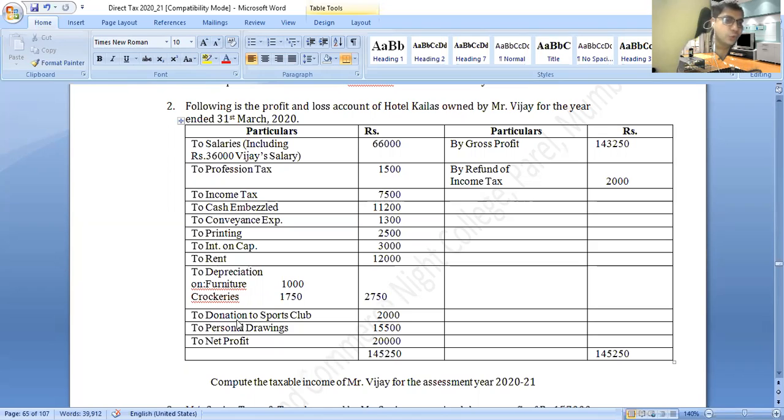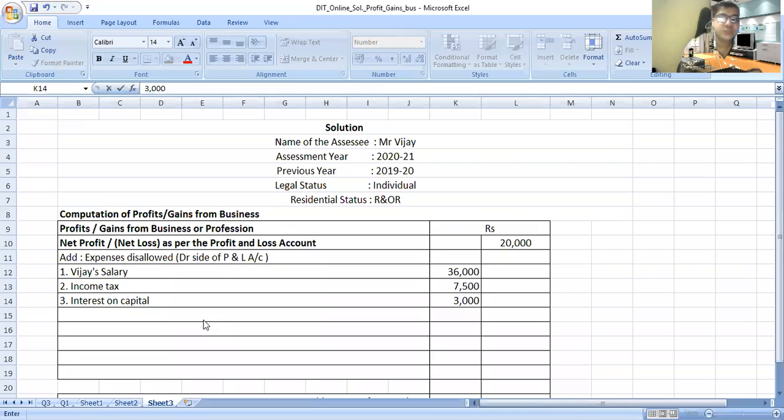Then next is donation to sports club 2000. Donation is not a business expense. It is disallowed. So we will write here in our problem, donation to sports club, and the value of donation they are providing is 2000.